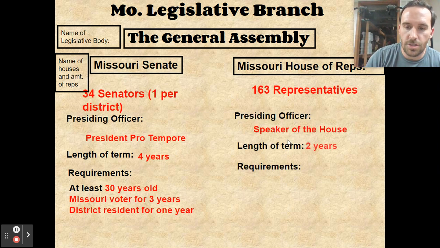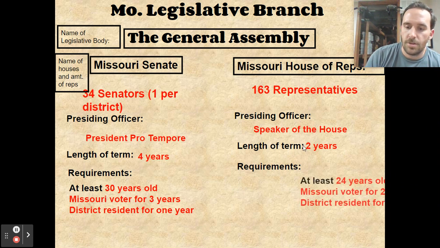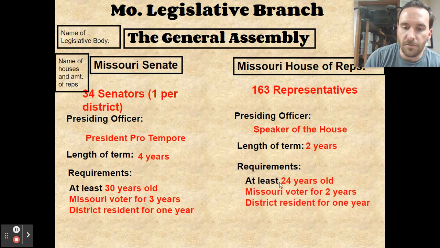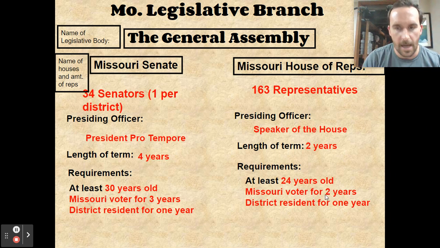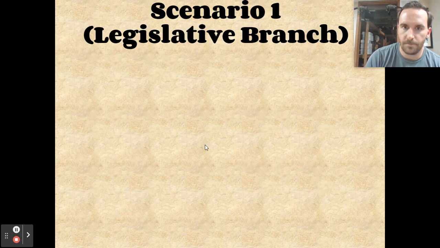They're in charge, or rather, the person in charge is called the Speaker of the House. They're only in charge for 2 years, just like the National House of Reps. Again, you can be a bit younger. You can be 24 years old. You live in Missouri for a little bit less and can still be a House of Reps member, but you have to live where you represent.